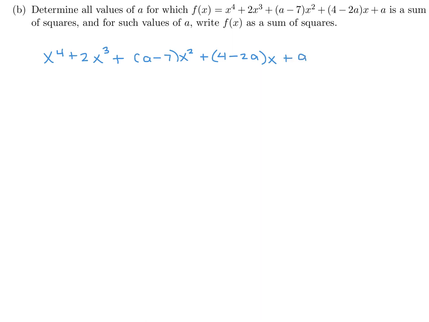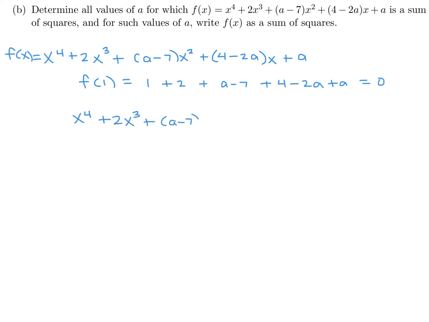and plus a. Okay, so one thing you might notice is that if you plug in 1 for the value of x, you get 1 plus 2 plus a minus 7 plus 4 minus 2a plus a, and that is 0. So that means 1 is a root. So that means x minus 1 is a factor. So this can actually be factored very nicely: (4 minus 2a)x plus a, into x minus 1.